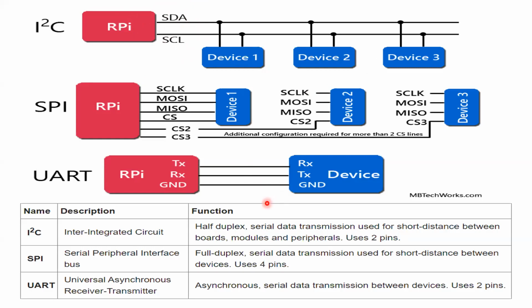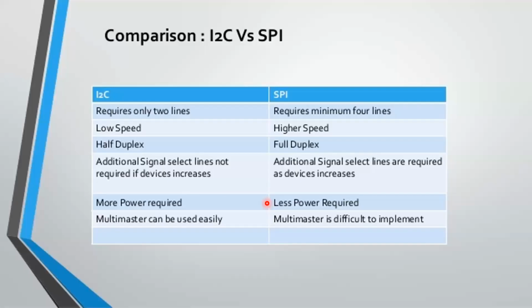You all understand what is the difference between I square C and SPI? I square C requires only two lines, but SPI requires four lines. Due to those four lines, I can communicate from master to slave as well as slave to master. That's why SPI is full duplex and I square C is half duplex.